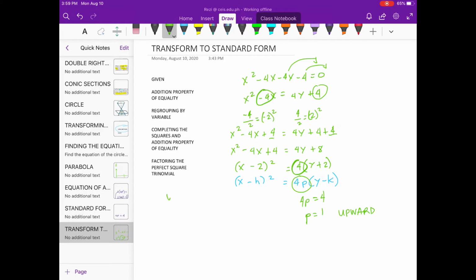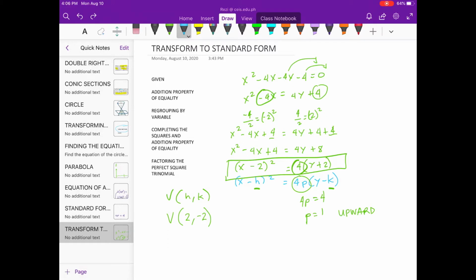So our vertex has coordinates h and k. From the solution, we have the value of h and k. Remember how to get the center of the circle. It's just the same as the vertex here. So the additive inverse of negative 2 is positive 2, and the additive inverse of positive 2 is negative 2.